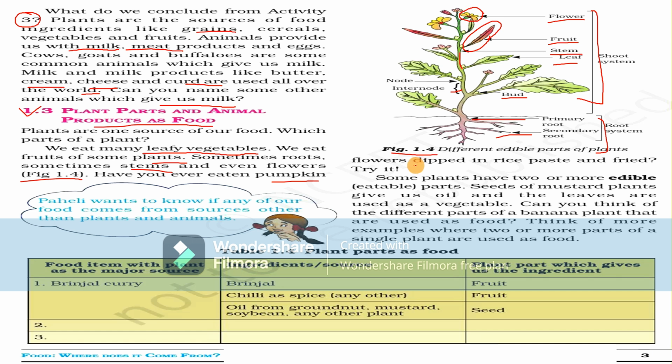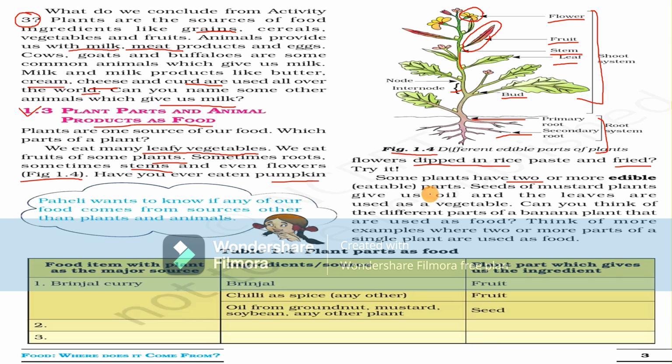Take pumpkin flowers, not a pumpkin, and dip them into a rice paste. Make a rice paste, dip the pumpkin flowers into it, and fry them in oil. Do it in your home. It will be tasty. So try it.